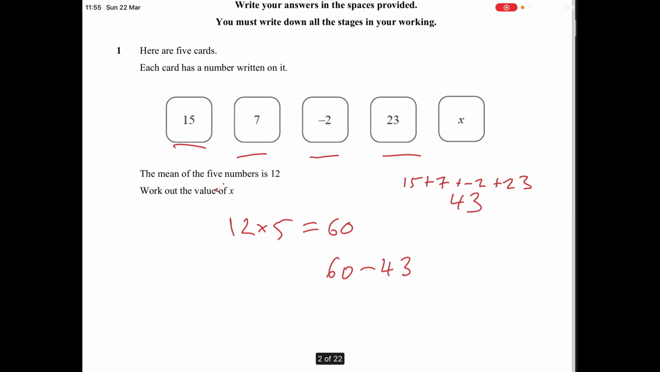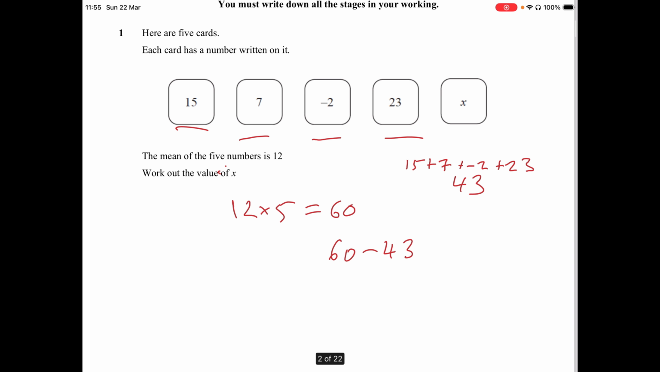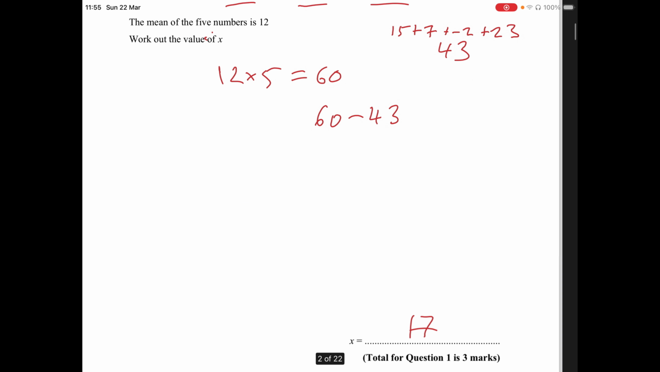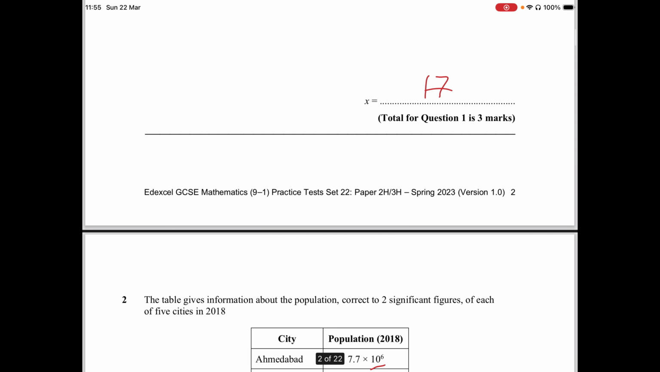So, number 1, the mean is 12. Basically, the total of all the 5 cards is 60. Do 12 fives, take away the numbers you know. Whatever's left at the end is your answer, 17. Good.